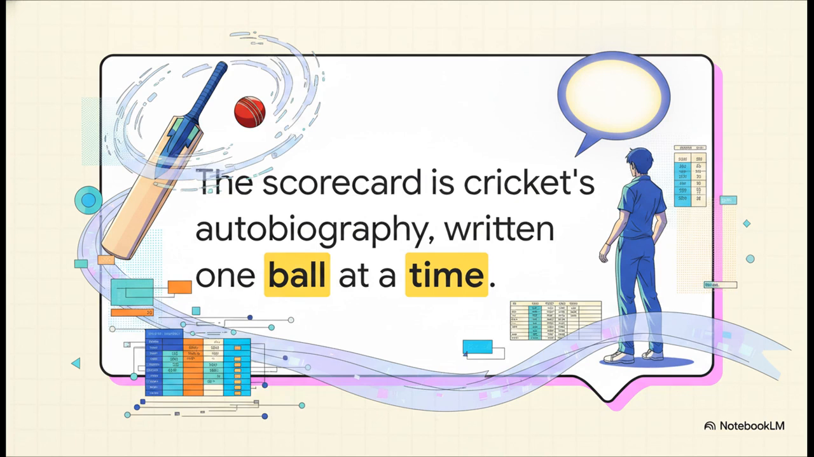shebang. To the uninitiated, sure, it looks like an impenetrable wall of numbers, but to the trained eye, it's a gripping pocket novella full of tension and drama. The legendary BBC statistician Bill Frindall hit the nail on the head when he called the scorecard the game's autobiography, written one ball at a time. It's not just a dry ledger. Every single mark carries the cadence of a ball bowled, a heroic stand, or a devastating collapse.